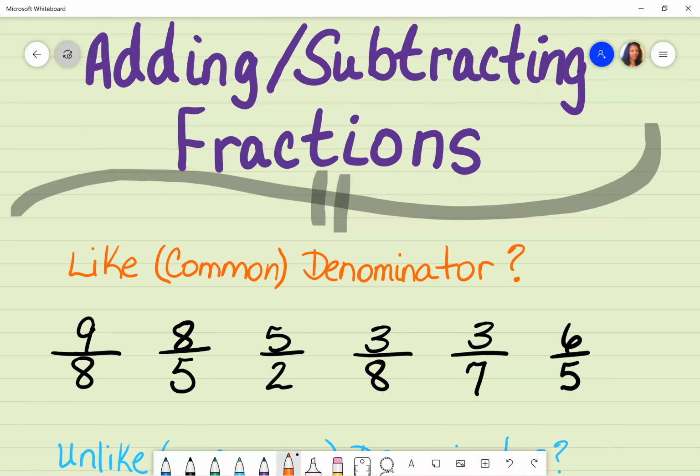So we are going to go over adding and subtracting fractions, and I have help from my son today.